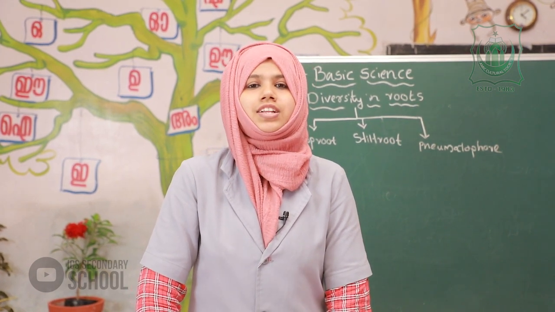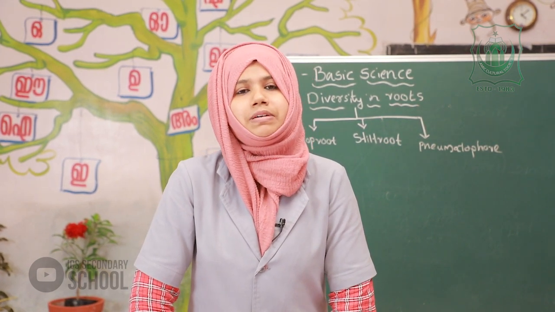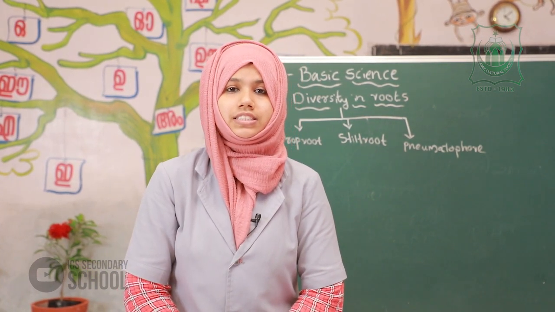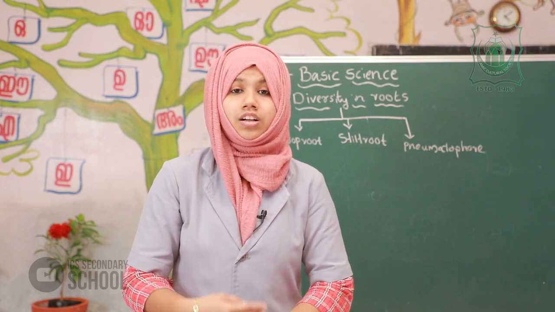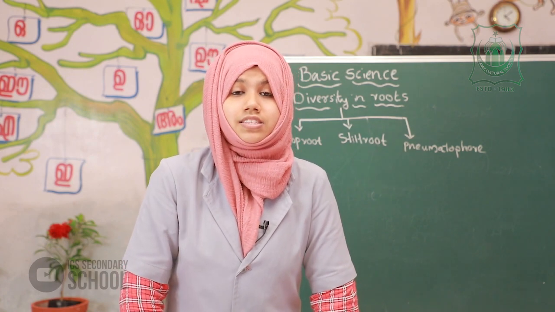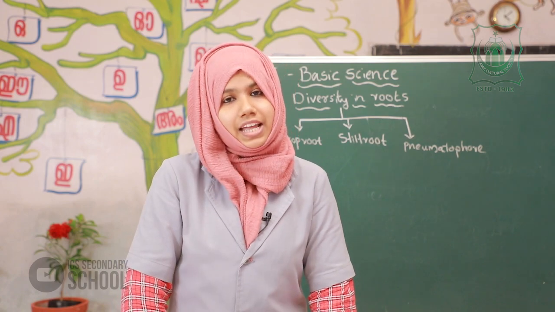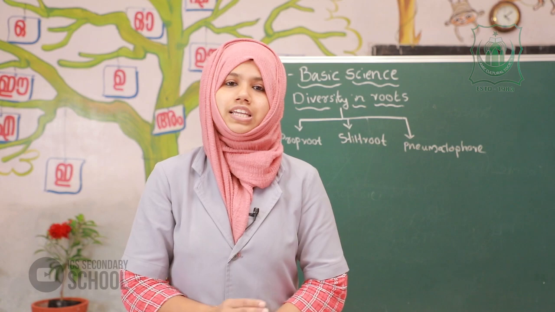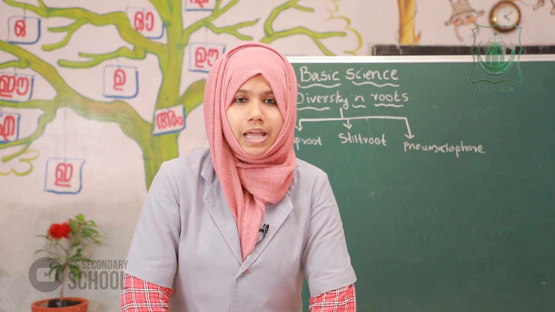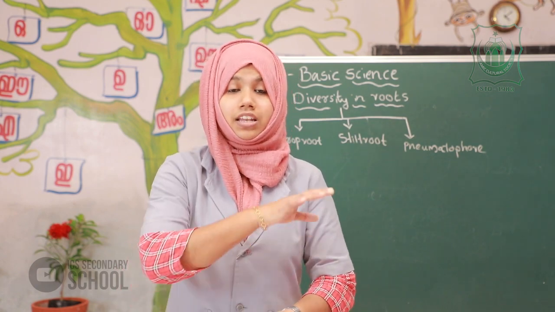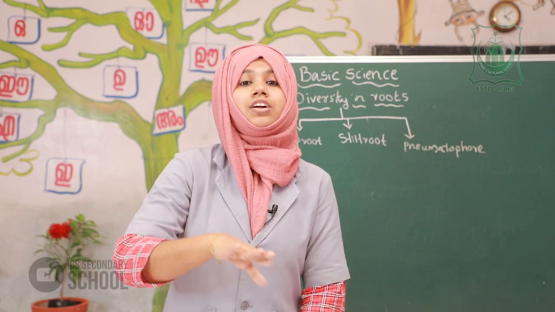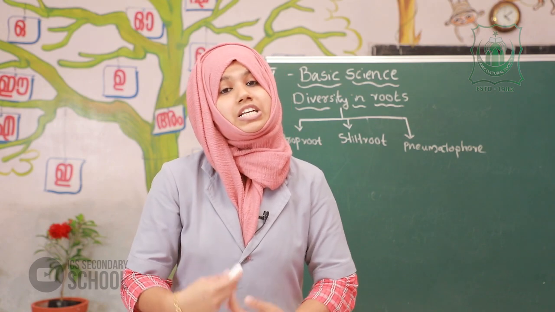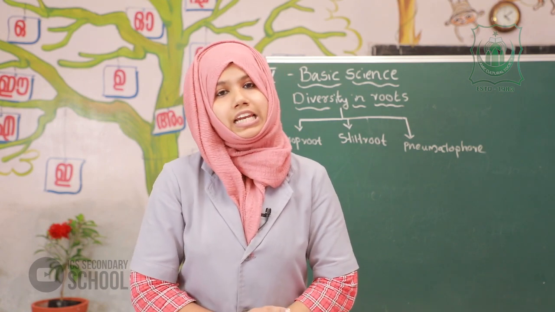Last class we studied about climbers and creepers. What are climbers? Plants that grow climbing on other plants with the help of spring-like structures called tendrils, and also clinging roots. Next is creepers. Creepers are plants that grow by creeping on the ground. They do not consist of tendrils and clinging roots.